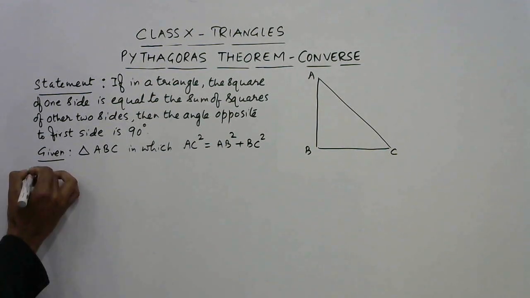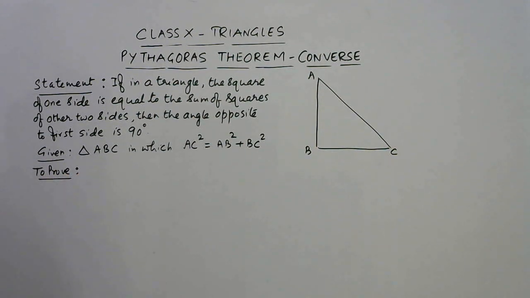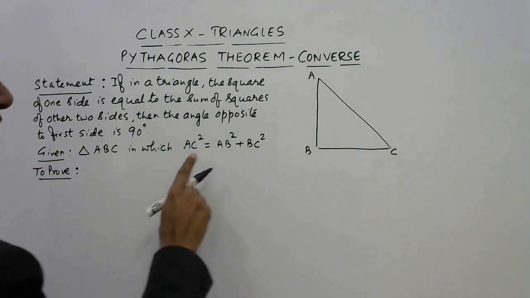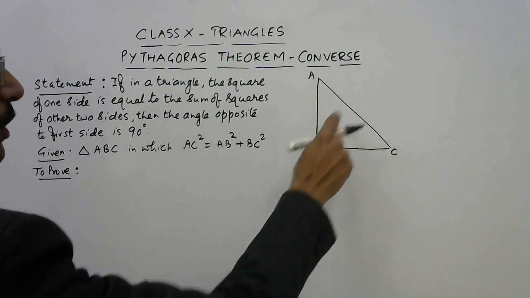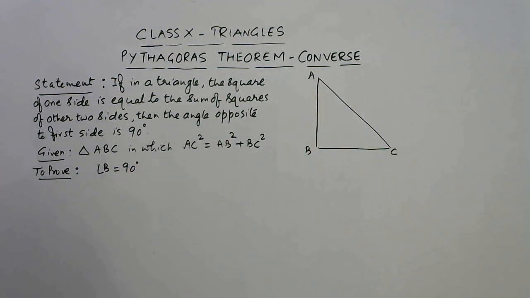And now the second part, that is, to prove. So we will write the to prove here. We have to prove that the angle opposite to the first side taken here, which is AC, is 90 degrees. So we have to prove that this angle B is actually 90.